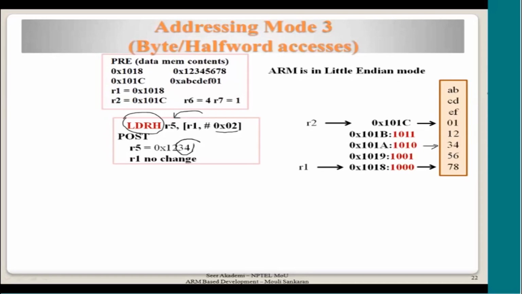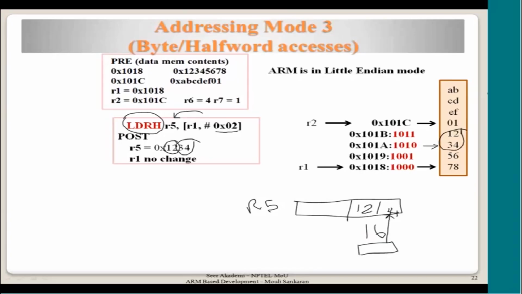So what happens is, when you are loading a half word, you are loading into a 32-bit register. If you are only loading a 16-bit value, it's always moved into the lower part of the register. In this case it is R1. So this value which is pointed to by this address, this 34 here and 12 here, it is little endian. So 34 and 12 here. So this is the way it is done.